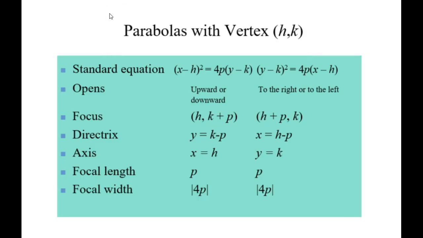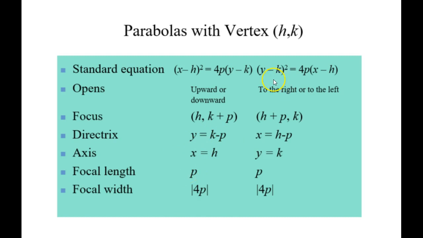Now we have a table of information for parabolas that are not centered at the origin, so our vertex is going to be the ordered pair (h, k). So our standard equation is (x minus h) quantity squared equal to 4 times p times the quantity (y minus k). This is for parabolas that open up or down. The focus is going to be at (h, k plus p). The directrix is y equals k minus p. Our axis is x equals h, and the focal length is p.